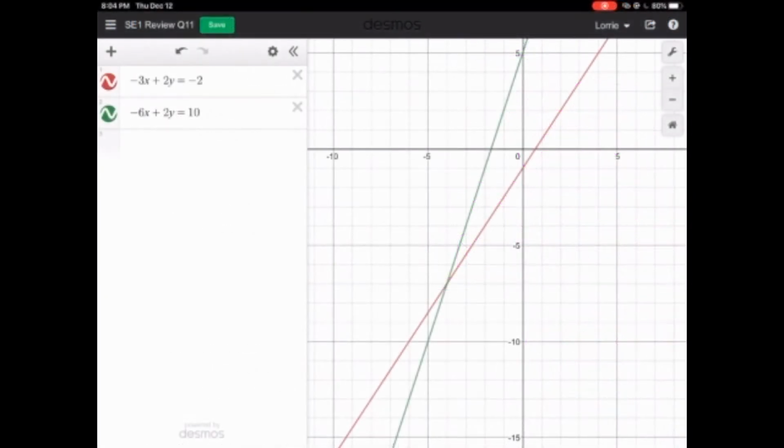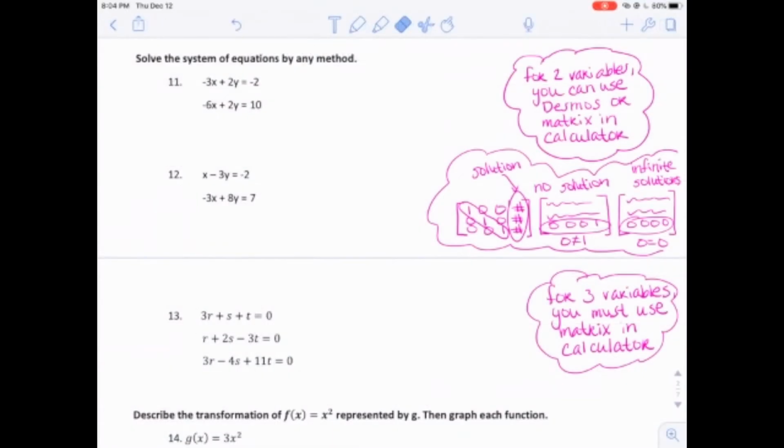Our solution is basically a point on the graph where the ordered pair is the same. So it's the intersection point, in this case -4, -7. That is the solution to this system where they cross. Let's say that our point is -4, -7. Remember that it's an ordered pair, an x and a y, so it does need to be in parentheses with a comma in between. Let's do number 12 the same way, and then we'll do 13 on the calculator.